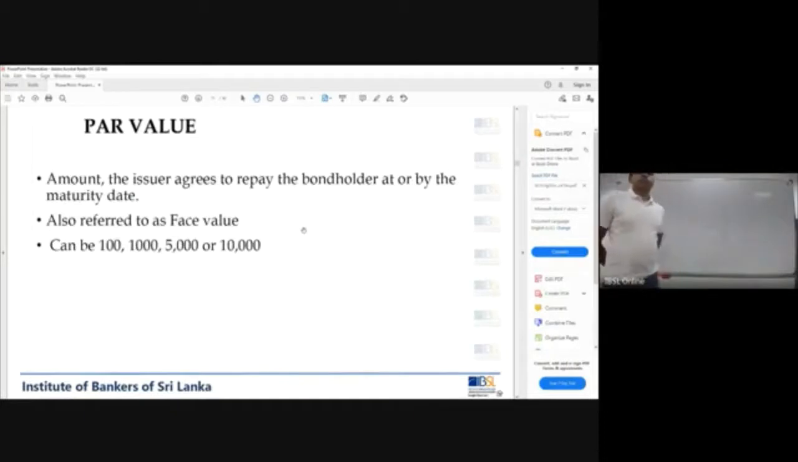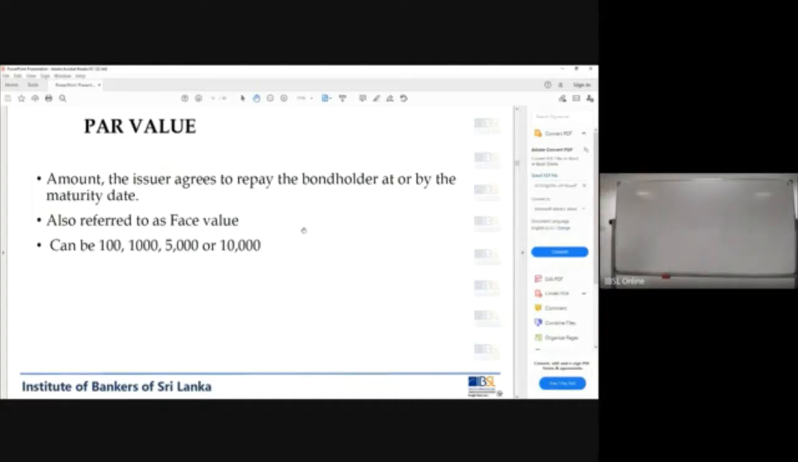Par value is the amount the issuer agrees to repay the bondholder at or by the maturity date. It is also referred to as the face value. A par value is the value that you get when a bond matures. It's also called the face value.